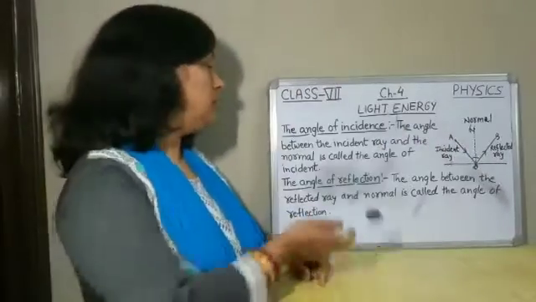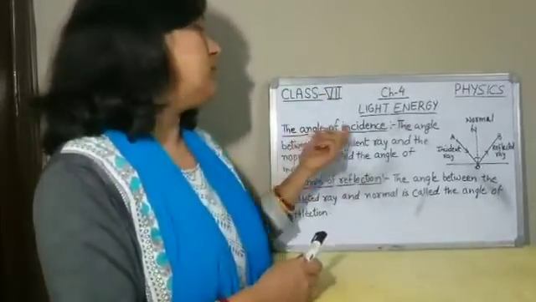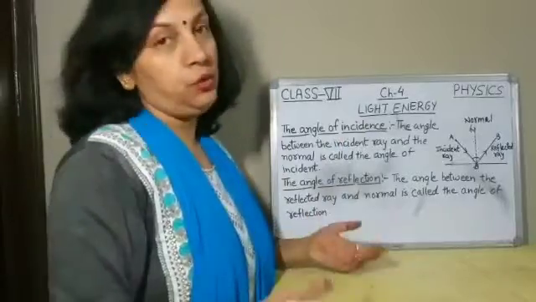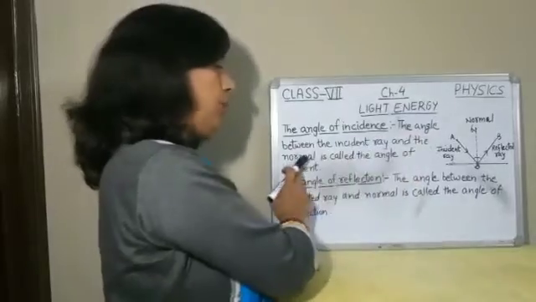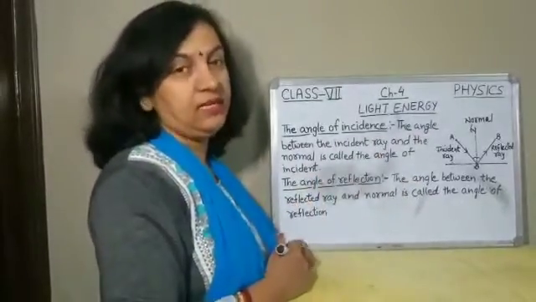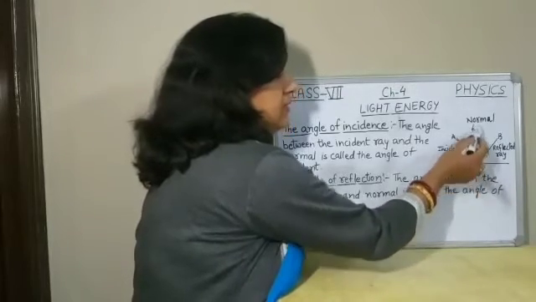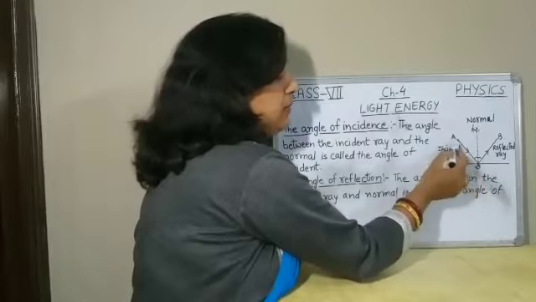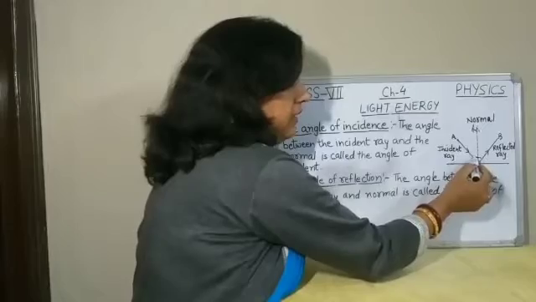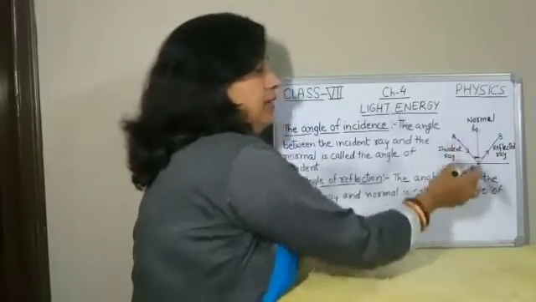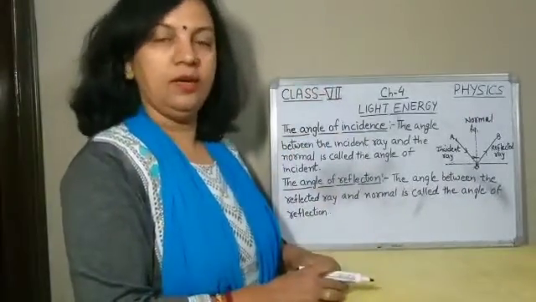Now next one is the angle of incidence and the angle of reflection. So what is the angle of incidence? As it shows with its name, the angle between the incident ray and the normal is called the angle of incidence. So in this figure, this is the incident ray and this is the normal. So the angle between the incident ray and normal, this angle AON, will be called the angle of incidence.